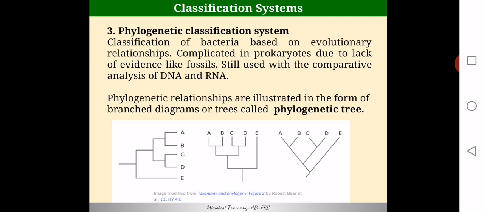These relationships are usually illustrated in the form of a branched diagram or a tree called a phylogenetic tree. You can see the phylogenetic tree representation in the diagram, and actually the three diagrams shown here are equal trees. That means these are the same tree, shown in different representations. Here five different organisms are shown, each having certain connections with each other, and they have a common ancestor also.